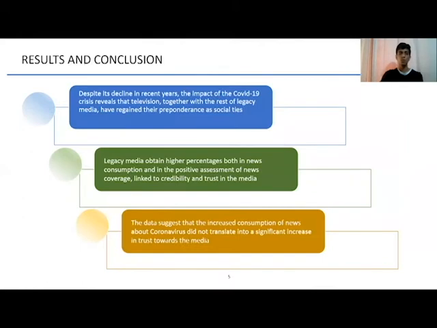And here we move forward to other points which I have been explaining in the previous slide. In this also, it is written that despite its decline in recent years, the impact of the COVID-19 crisis reveals that television, together with the rest of the legacy media, have regained their preponderance as a society as social ties. And the second point is legacy media obtained higher percentage both in news consumption and in the positive assessment of news coverage linked to credibility and trust in the media.